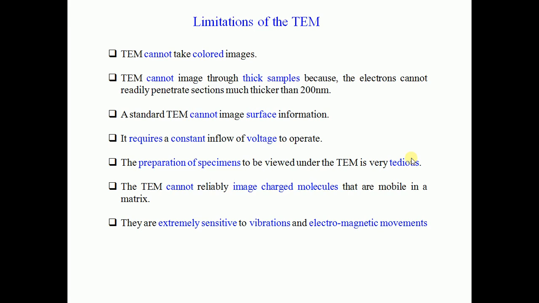And this is the last slide of my presentation. What are the limitations of the TEM? First one is we cannot take the colored image. Colored image means directly we cannot see, but we can create a colored image with the help of some program. For thick samples beyond 200 nanometer, you need high voltage TEMs. A standard TEM cannot image surface information, because for knowing the surface, you need another technique like SEM or Auger electron spectroscopy, etc.